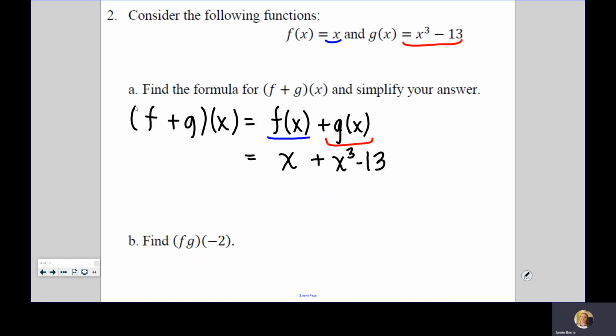Now you can be done at this point. This is fine to leave your answer like this. If you prefer to write it in descending order, you can put the x cubed in the front plus x minus 13. But either one of these are fine. This answer here is not wrong. So that's fine to leave that as your answer. On the test, I would probably write them in descending order just because I think it looks a little bit neater. Like if it was a multiple choice question.